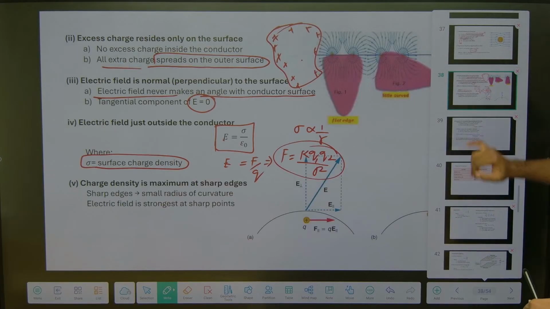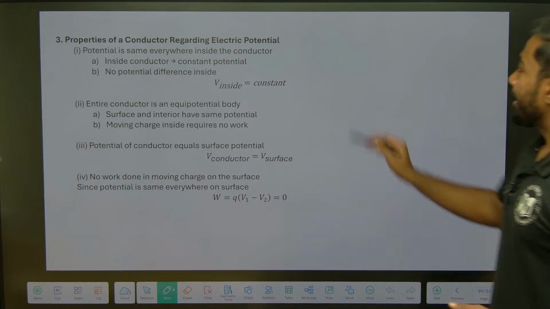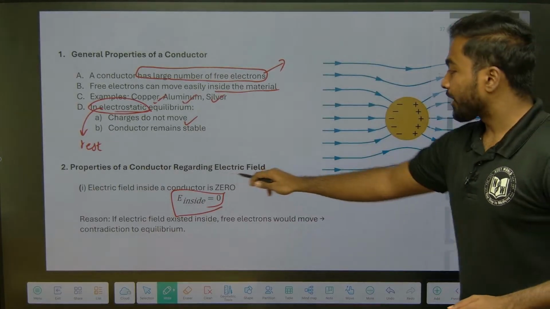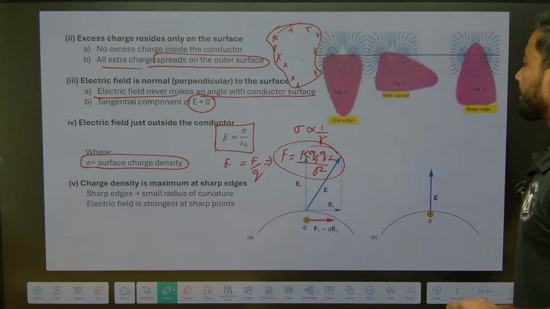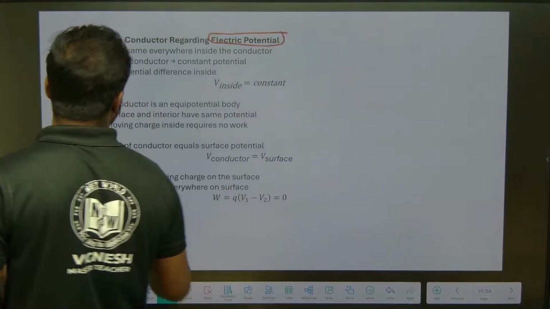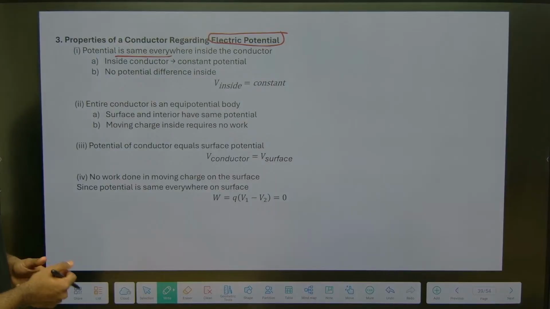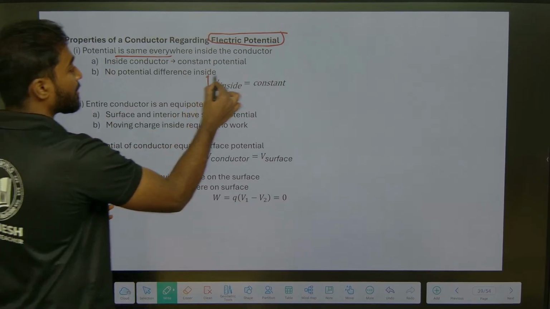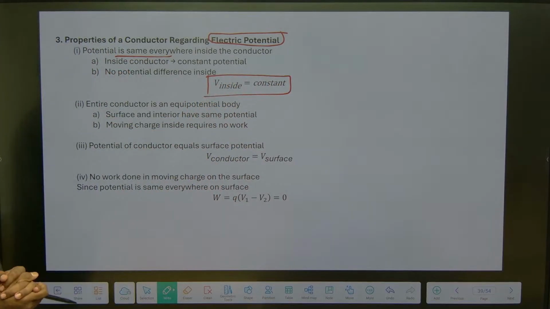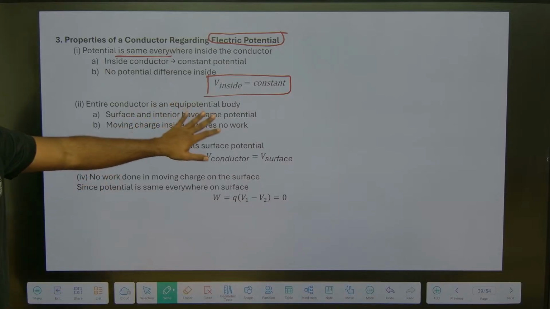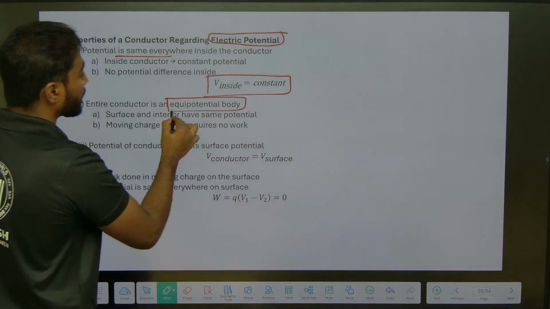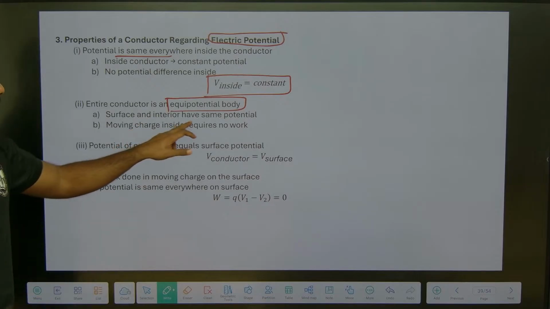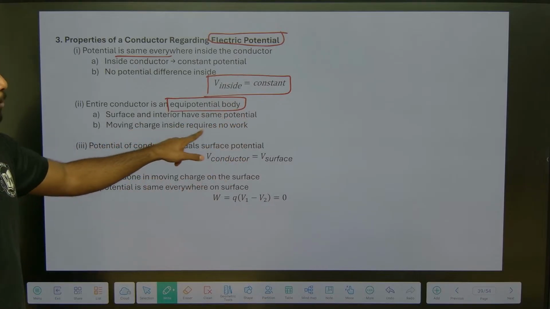Okay. So the next point is properties of a conductor regarding electric potential. Previously we talked about electric field and now we are talking about electric potential, so both are different. Potential is the same everywhere inside a conductor. Inside a conductor the potential is constant, with no potential difference inside. So V inside will always be constant. The entire conductor is an equipotential body. Equipotential is nothing but the same potential throughout the surface, the same point which we are repeating here. So surface and interior have the same potential, and moving charges inside requires no work.